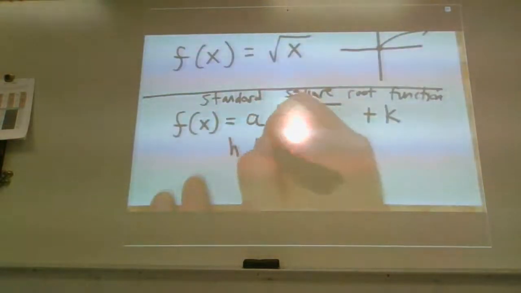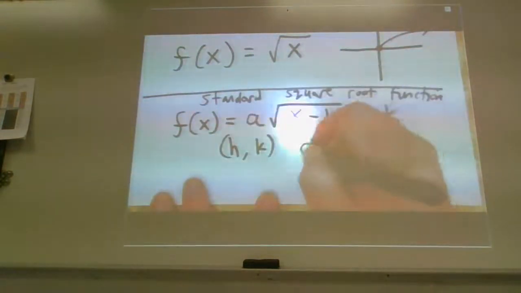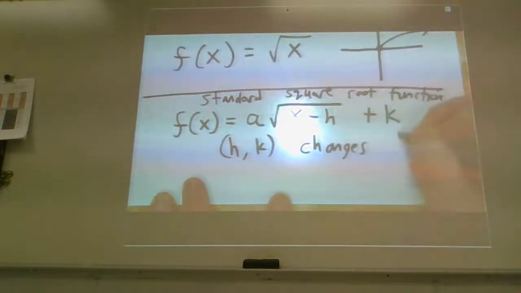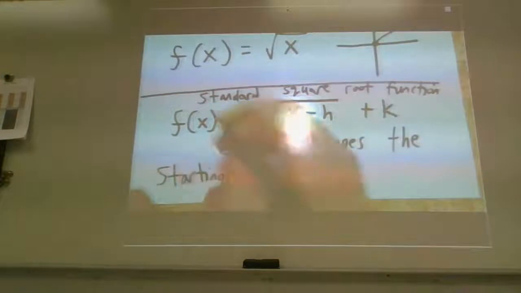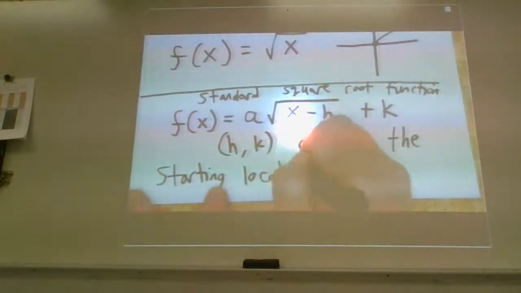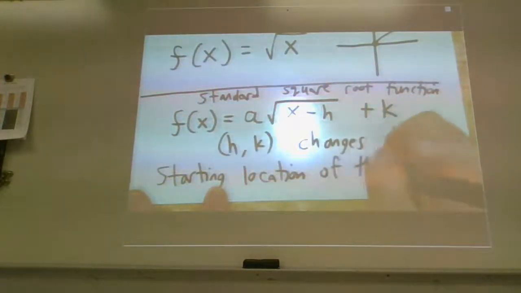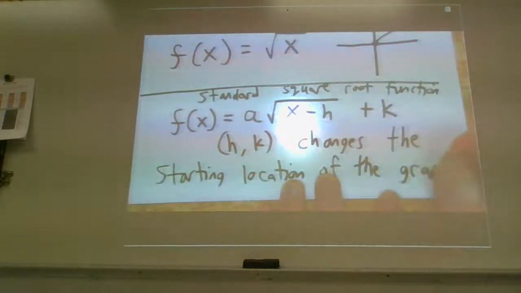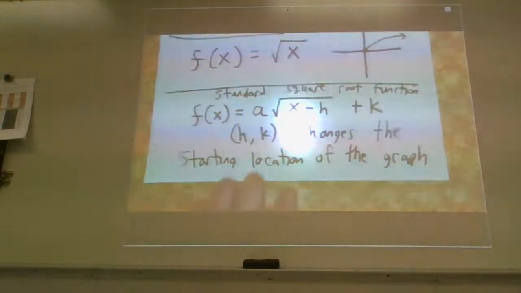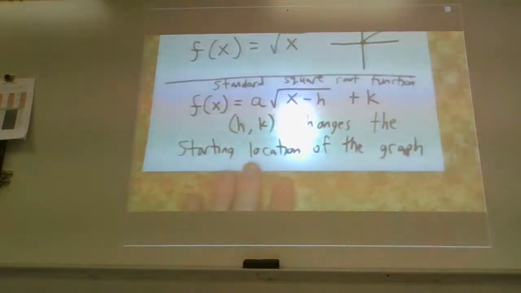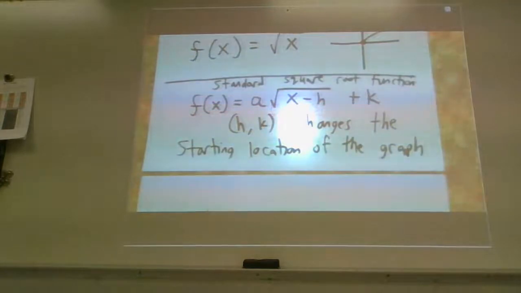H comma K changes the starting location of the graph. H comma K changes the starting location of the graph. It shifts.